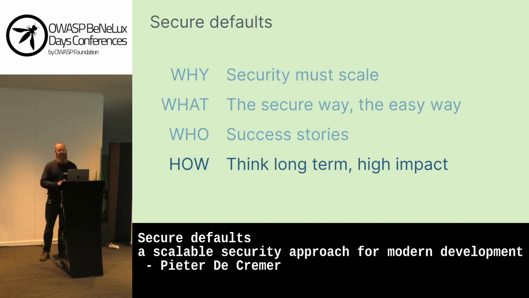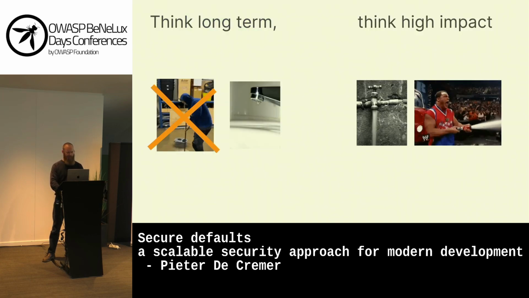So we've talked about why security must scale. Developers are understaffed, development speed has increased, and we've talked about what secure defaults are, making the secure way the easy way, and we've seen how Meta, Netflix, and SemGrep do this. Now I want to teach you how to start yourself. And it boils down to thinking long-term, thinking high impact.